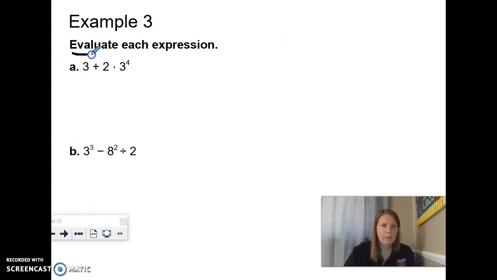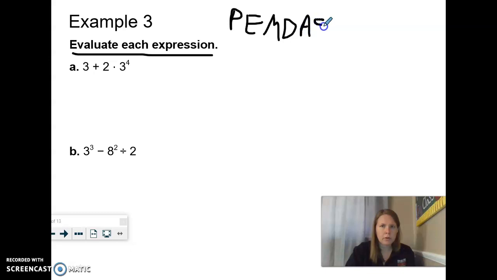All right, example 3, again, we are going to evaluate each expression. So this one we have to think about something very important, which is PEMDAS. Please excuse my dear Aunt Sally. So think about your order of operations. P is your parentheses, E is exponents, M and D go in the same spot, so it's thinking left to right, multiplication and division. And then you've got your addition and subtraction. Make sure, again, you're looking left to right.